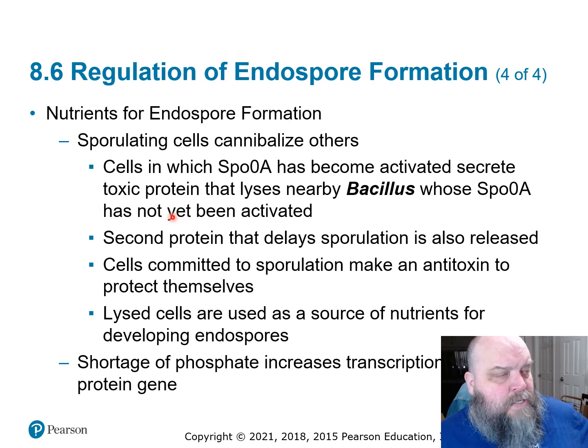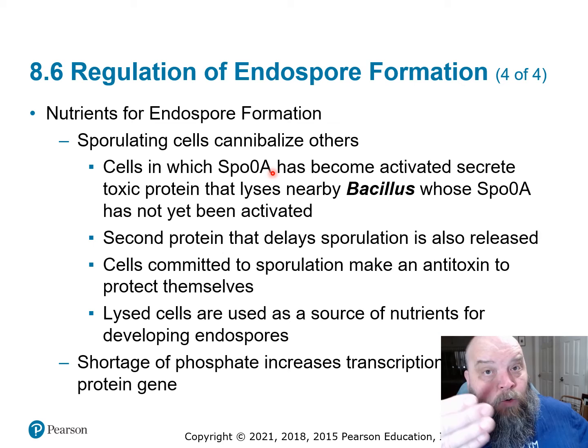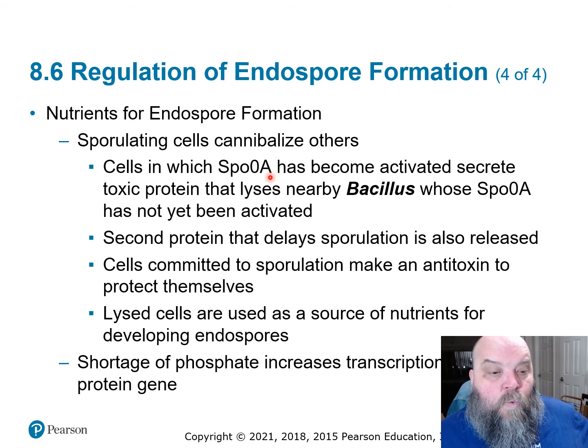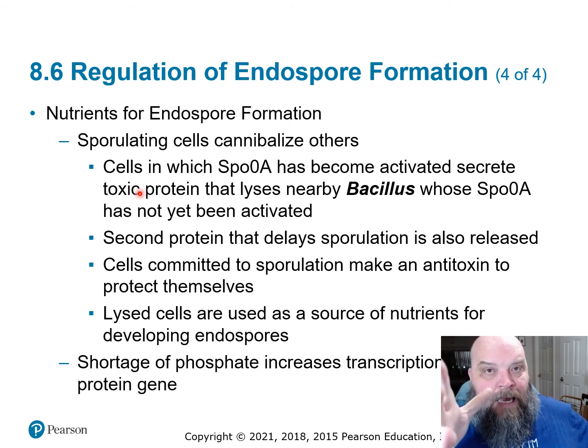What's interesting is not all cells that sporulate are going to sporulate at the same time. Bacillus subtilis is a great example of this. Bacillus subtilis is one of these endospore formers. The first ones to be triggered to activate SPO-0A, which means they're now well on their way to forming an endospore, will actually produce toxic proteins. That's part of those operons and regulons that are now being upregulated, being activated. These toxic proteins will then be pumped out into the environment to cause other cells to lyse.